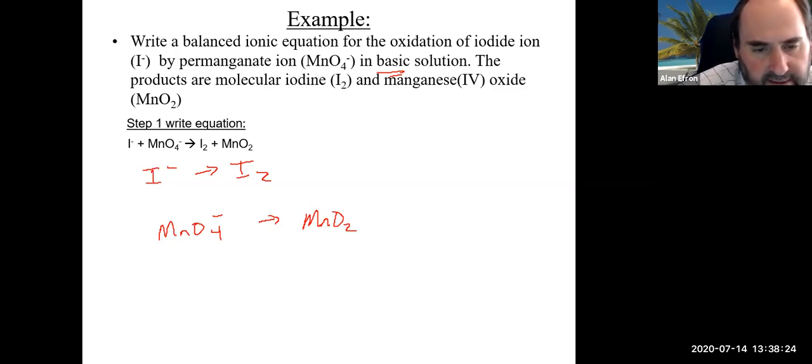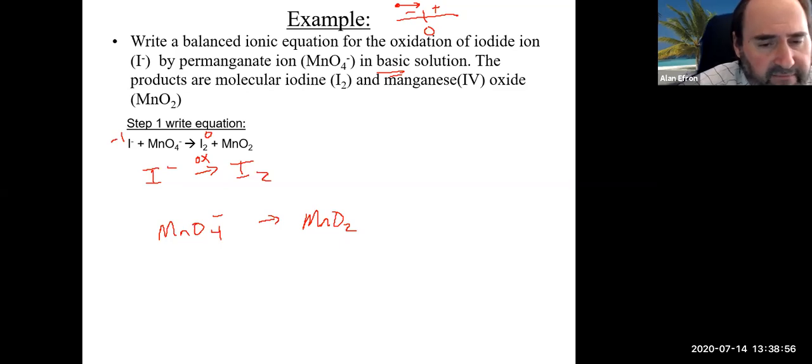The iodide here is -1, and the I2 on this side is 0. If you remember that number line you could use to help you out, it is starting at -1, heading in that direction towards 0, which means that it is becoming more positive and is going through oxidation. So this would be our oxidation half reaction. The I minus would be our reducing agent in that case.